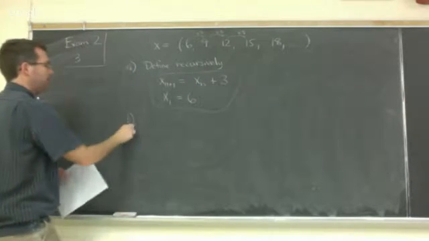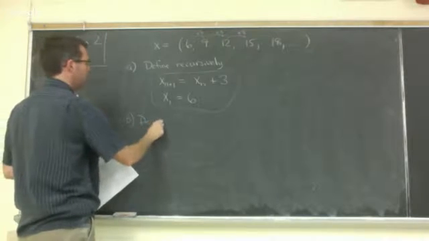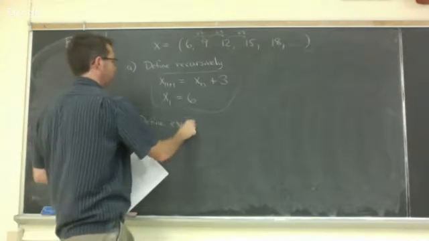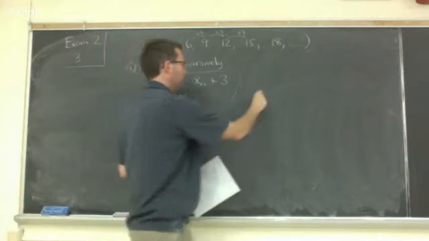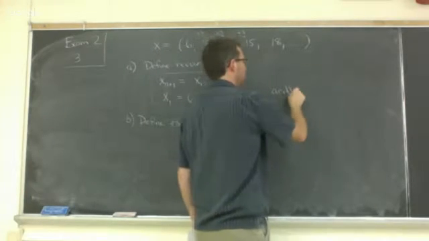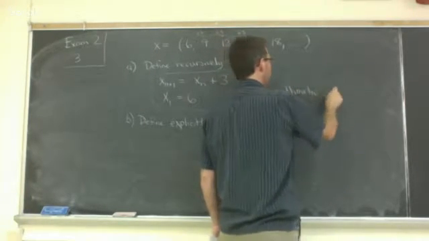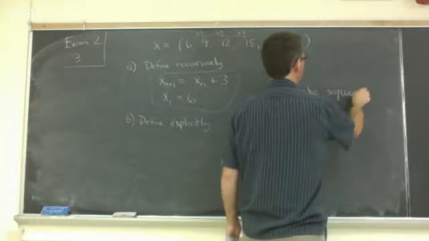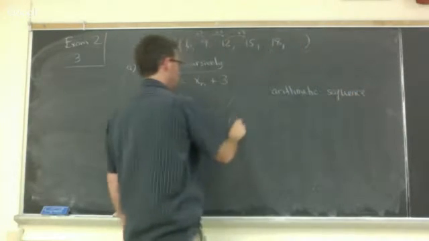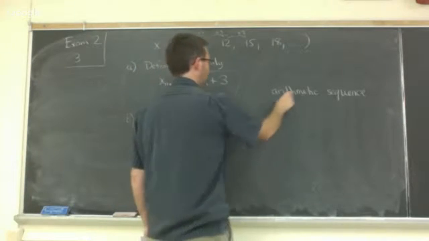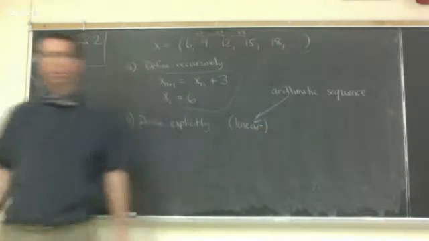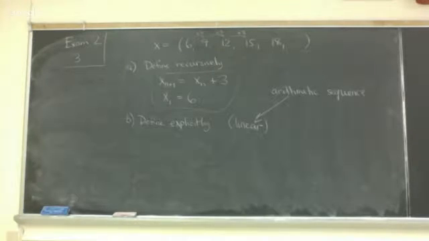So part B is to define the sequence explicitly. And so you're supposed to recognize that this is an arithmetic sequence, which means that my explicit formula should be linear. If it was a geometric sequence, my explicit formula would be exponential. So there's this connection for those two.